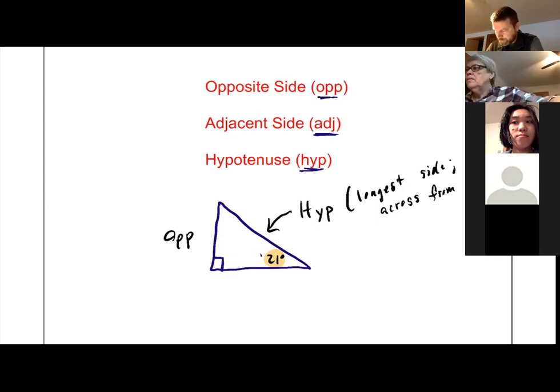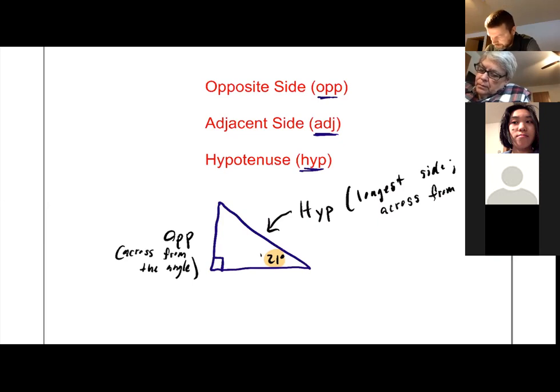Opposite would be across from the angle. That's the opposite side. The last side there, that's the adjacent side. Adjacent means next to. If I was adjacent to somebody, I'm standing next to them. So this side here, that's the one that's right next to the angle. So that would be the adjacent side. This is the opposite side. That's the adjacent side, next to the angle.